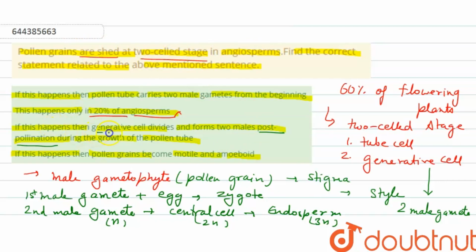Okay, so pollen grains shed at two-cell stage in angiosperms, then the generative cell divides and forms the two male gametes post-pollination during the growth of pollen tube. Okay, so that is our right answer. The first, the pollen tube carries two male gametes from the beginning, is wrong here. Okay, and this is also wrong because it is not 20%, it is 60% of angiosperms. And then pollen grains become motile and amoeboid is also wrong here. Right answer here is option C. I hope this will answer your question. Thank you.